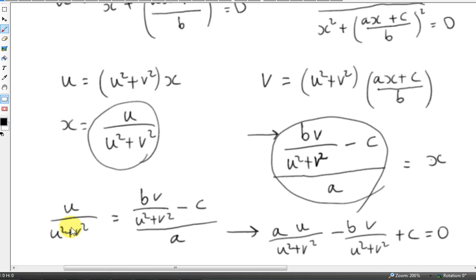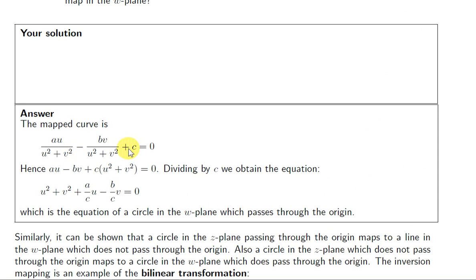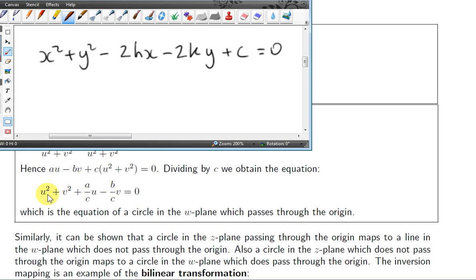So we multiply both sides of this equation by a, and I brought the right hand side over to the left hand side. Okay, next we multiply all of this by u squared plus v squared, and we get rid of the u squared plus v squared denominators. Finally, we divide all of this equation by c, and we will write the squared terms first, then the linear terms u and v. You might recognize that this equation has the form of the equation of a circle.